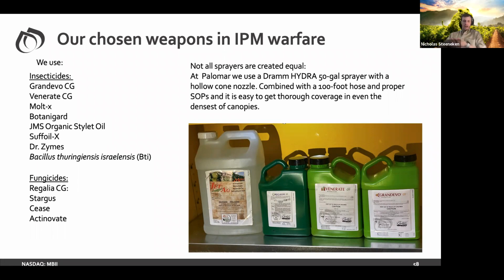So using a high quality sprayer with a good nozzle, typically hollow cone nozzles are best to penetrate into a dense canopy like you would find in cannabis. Not a paint sprayer, not a backpack sprayer, not a pump sprayer, not a squirt bottle. Get a good sprayer. It'll pay dividends in the long run. And really be cognizant of how you're spraying. Spray underneath the plants first, then go back and get the tops. Make sure you thoroughly cover that plant if you want to have good efficacy and good results.